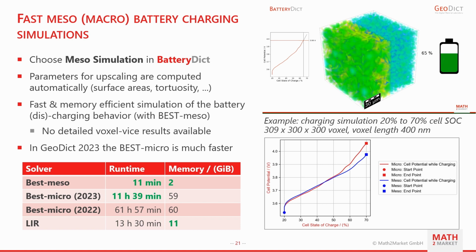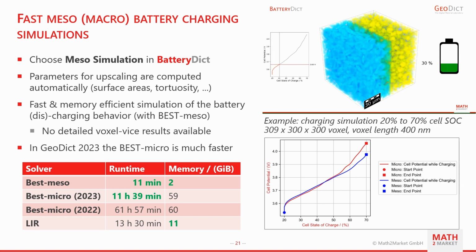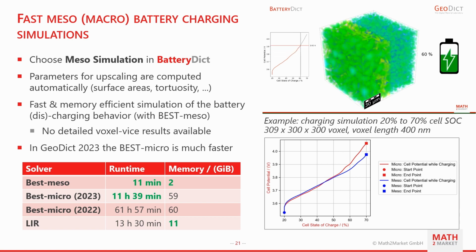The mesoscale simulation predicts the charging or discharging behavior of a battery or half cell, but it does not provide detailed results on the microscale like the voxel-wise lithium concentration. The charging curve results of the micro and the mesosolvers are compared in the plot on the right. Up to charging rates of about 50%, results are very similar. For large state of charge values, the results deviate, probably because here the detailed microstructure plays a more important role for the charging behavior.